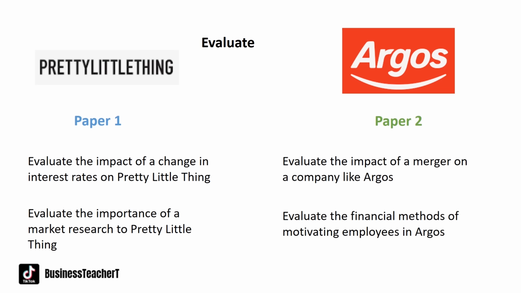Now here are some examples of evaluate type questions for paper 1 and for paper 2. For paper 1, you might be asked to evaluate the impact of a change in interest rates on Pretty Little Thing. You might be asked to evaluate the importance of market research to Pretty Little Thing or another company. That's just an example. For paper 2, evaluate the impact of a merger on a company like Argos, or to evaluate the financial methods of motivating employees in Argos.